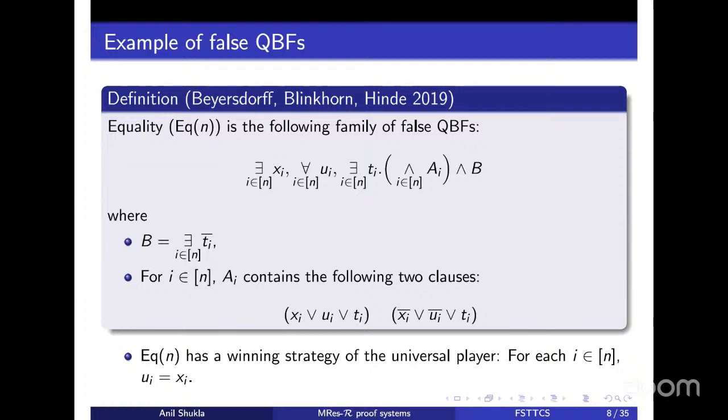And why is this false? Because after the universal player plays, the existential player's turn will come, right? You will see that for every i, only ti will remain. And then the existential player has to give all the y's. But once they do that, the formula will be falsified. So this is a winning strategy. In this talk, winning strategy is very, very important. Therefore, I have put the equality formula here again, and we will use this formula again in this talk.